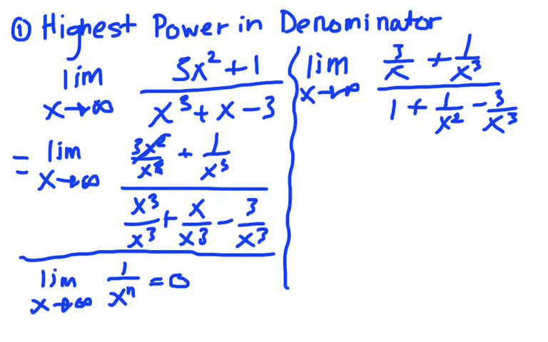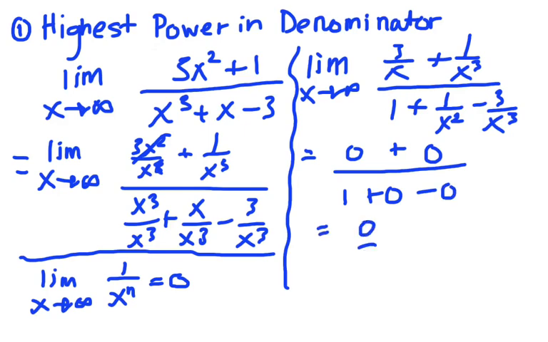So if you look at this, we have that situation here with 3 over x. We have that situation here with 1 over x cubed. So those are both 0, according to my rule, once I evaluate my limit. Now 1 doesn't change. That's 0, and that's 0. So everything is 0 except for the 1. So what I end up with is 0 plus 0 all over 1 plus 0 minus 0, which of course is 0 over 1, which is 0. So in this case, my horizontal asymptote is y equals 0.